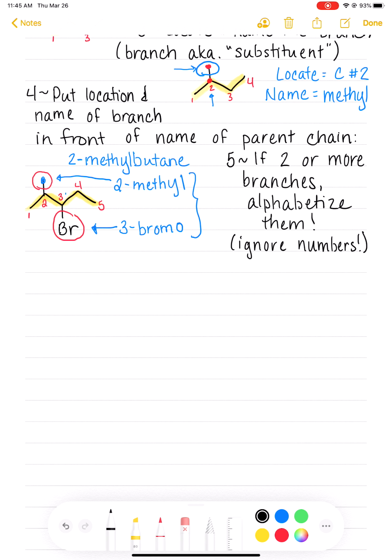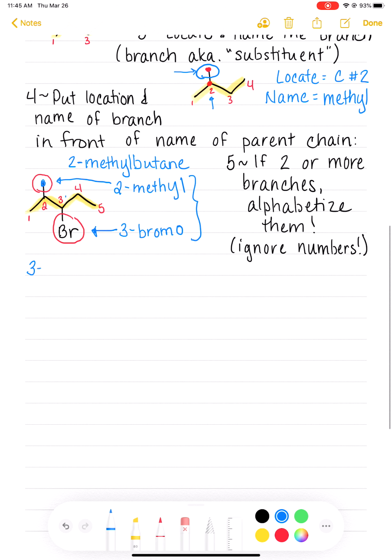Bromo comes before methyl in the alphabet, which means that in the name of this molecule, 3-bromo comes first, the name of that branch. And then we're going to follow it by our other branch, which is named 2-methyl. Remember, we're always putting the dashes or the hyphens in between the location and the name. And then, since we've got our branches named, we're going to follow that up with the name of our parent chain. Our parent chain is a 5-carbon chain.